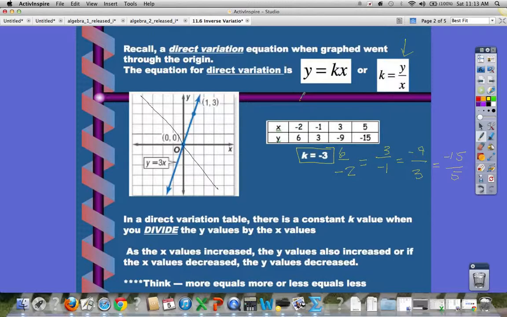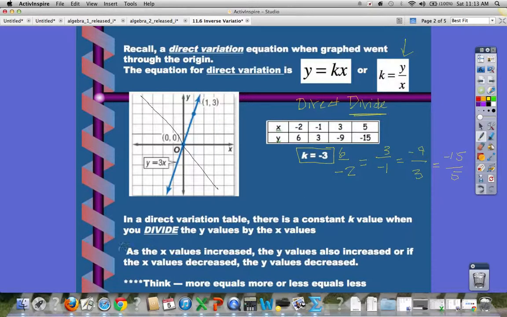So think about direct, divide, when it comes to finding out the ratio. They all had the same rate, so that is a direct variation, and the constant k is negative 3. In a direct variation table, like I said, you will divide the y's by the x's.